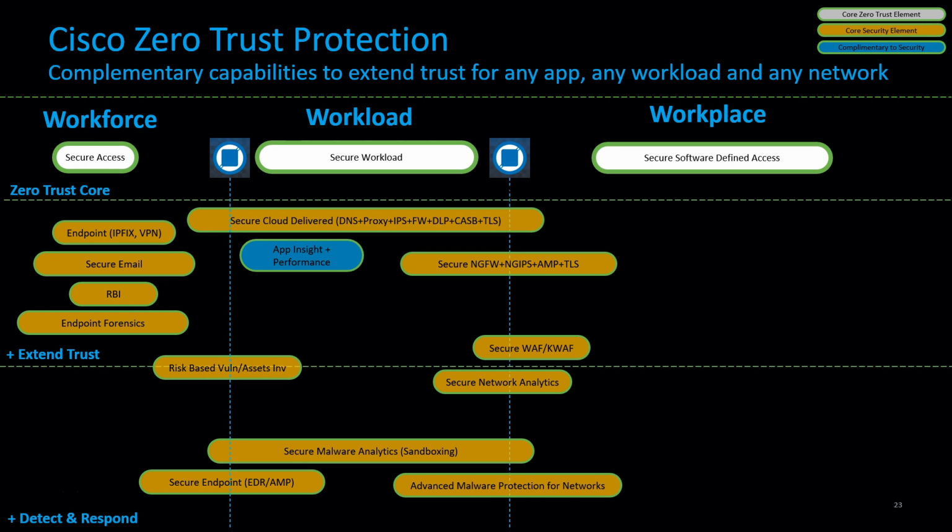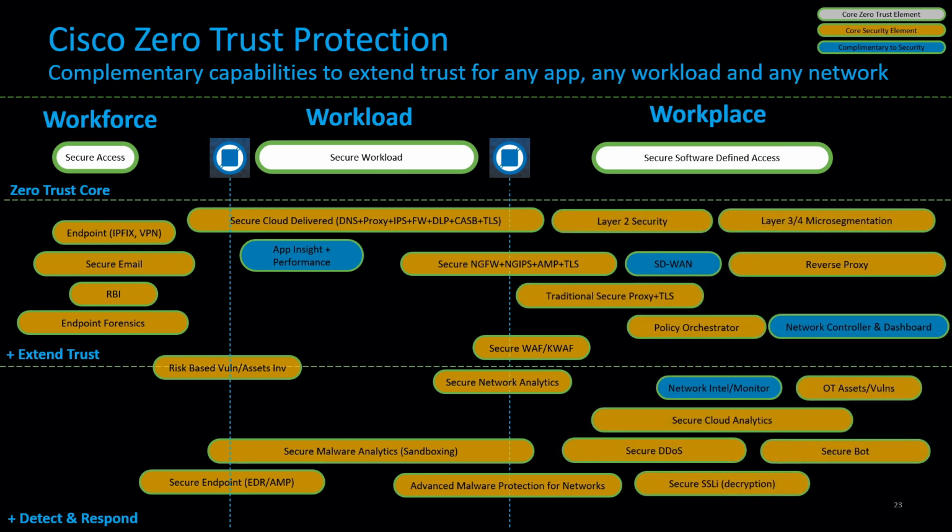You've got secure network, next-gen firewall, next-gen IPS, advanced malware, TLS. You've got secure web application firewall, secure network analytics. And then at the very bottom there, you see advanced malware protection. Again, there's some overlapping between the W's, right? Workload and workplace. And then finally, we're at workplace where we got layer 2 security.